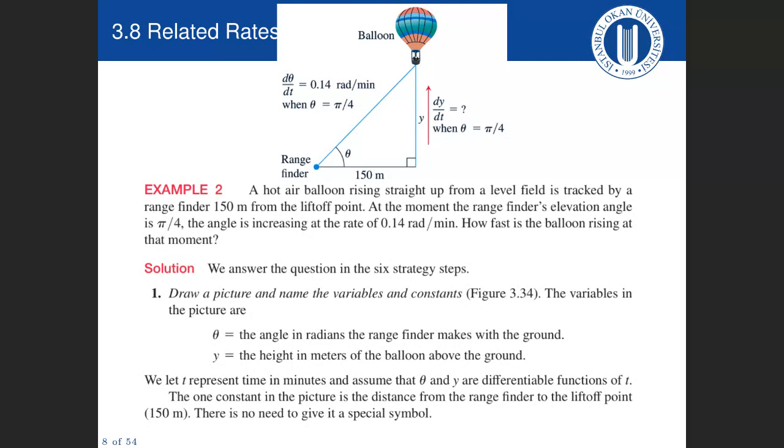So let's draw the picture. We have it at the top. We have a triangle, 150 meters at the bottom. We have an angle theta, and we're told that when theta is pi over 4, d theta dt is 0.14. That's what the question tells us. And the question's asking us to find dy dt when theta is pi over 4.